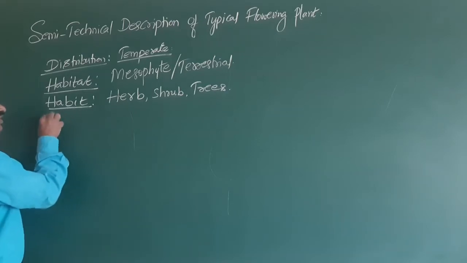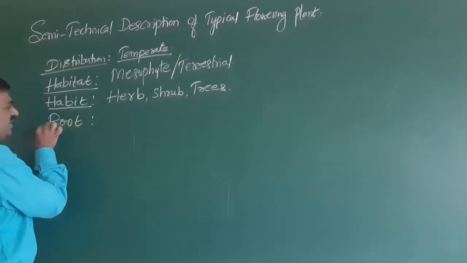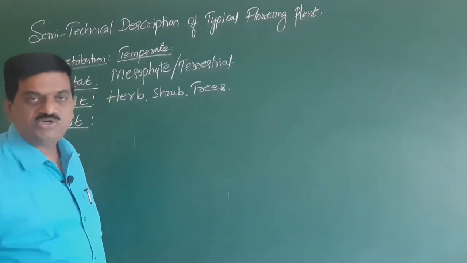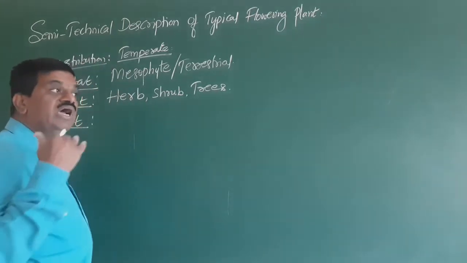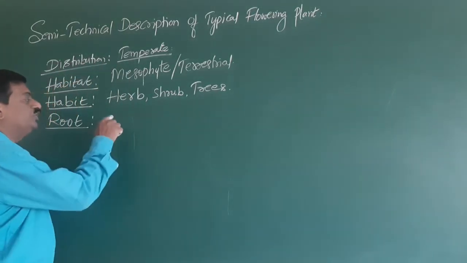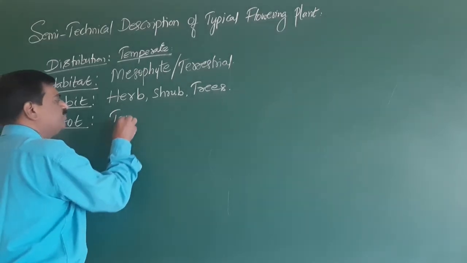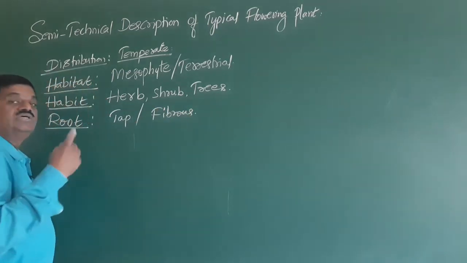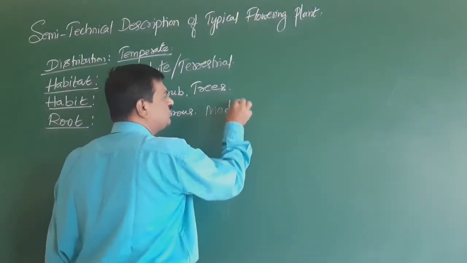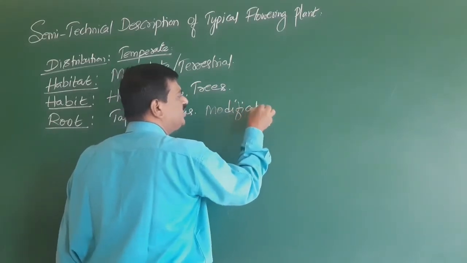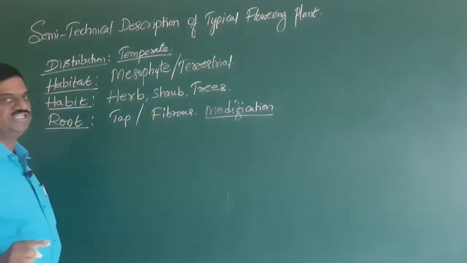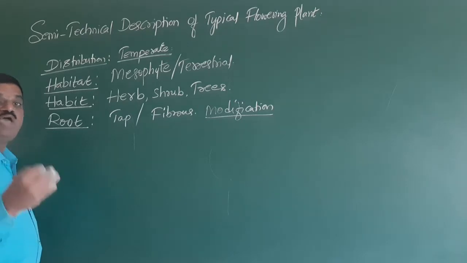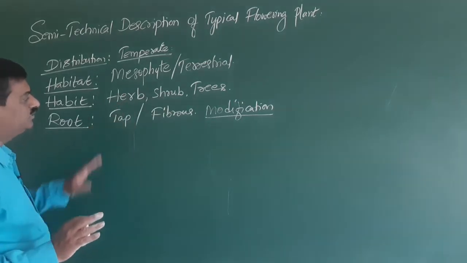After that, we go for the root system of a particular plant. How have the roots been present? Whether the root is a taproot system or fibrous root system should be represented here, and if any modifications are present in the root, that should be mentioned. For example, fusiform roots, conical roots, napiform roots, all that may come under this.